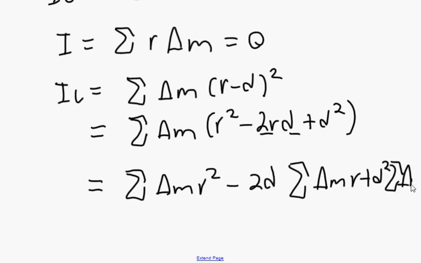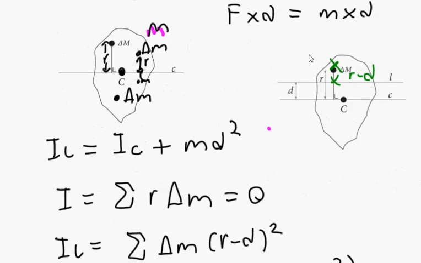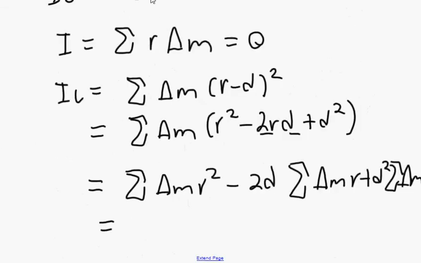D squared delta m. Okay, first of all, what is delta m r squared? It's the same as the moment of inertia definition, isn't it? But it's the moment of inertia definition for the c-axis. Because if you take all this away, it's the c-axis that the point is a distance r away from. So that means you're going to replace that with IC.